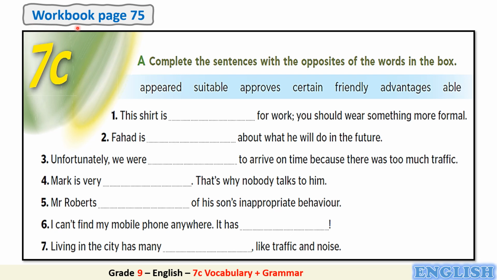Now open your workbook, page 75, exercise A. Complete the sentences with the opposites of the words in the box. Number 1. This shirt is unsuitable for work. You should wear something more formal. 2. Fahad is uncertain about what he will do in the future. Now, pause the video, think, then complete. Let's check your answers.